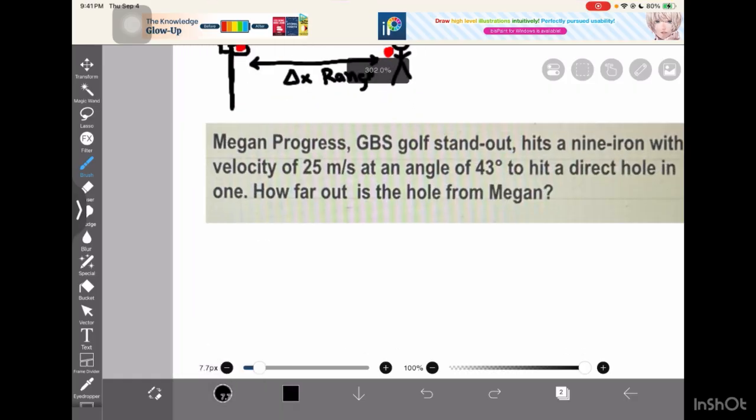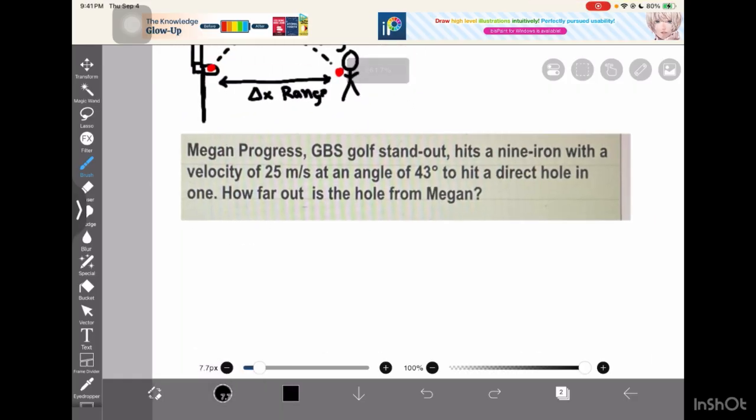Problem analysis. Okay. Megan Progress, GBS golf standout, hits a 9-iron with a velocity of 25 meters per second at an angle of 43 degrees, to hit a hole in 1. How far is the hole from Megan?